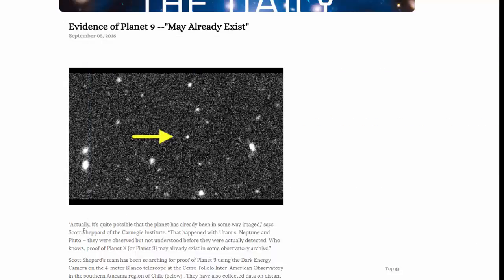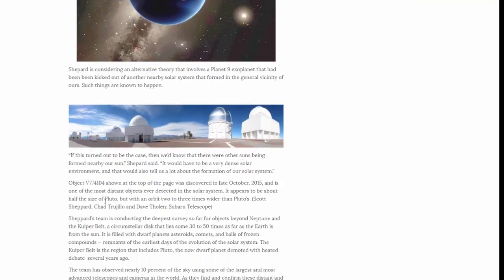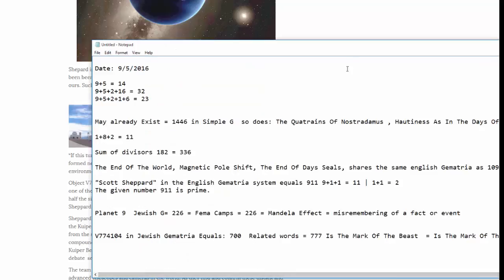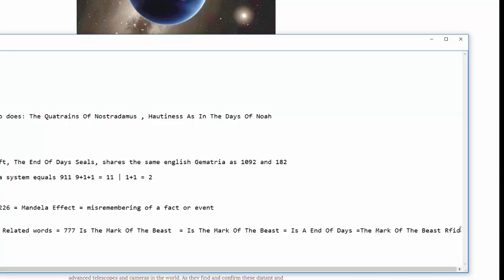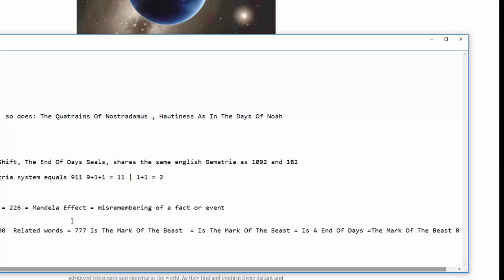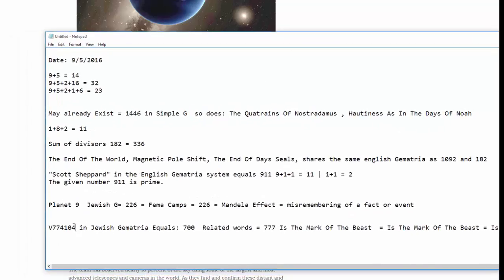Now, in this article, they talk about an object, VP Biden, and another object, and that object is V774104. And when you type that in Jewish gematria, it equals 700. Related words equal 777: the mark of the beast, the end of days, and the mark of the beast RFID. So that showed up several times. I do think that when they talked about this, I believe that the code that they were trying to use has definitely had something to do with the mark of the beast.